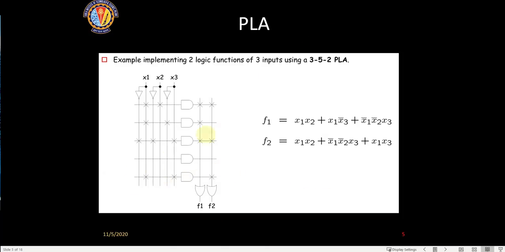From exam point of view, this is what is expected of you. If they say 352 PLA, the specifications will be like this. 352 means there are 3 inputs, 5 AND lines and 2 OR lines. If you see the technical specifications of PLAs, it will be given like this, 352 or 383. So depending on the application, we can choose one of those PLAs.